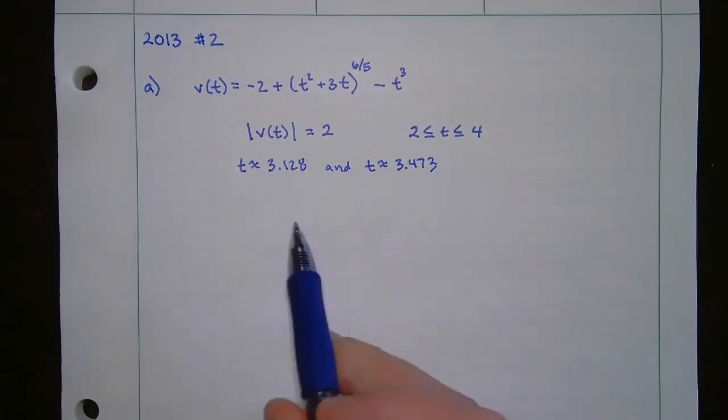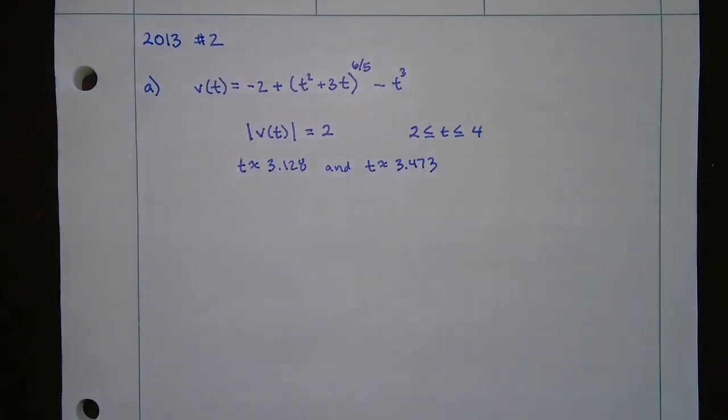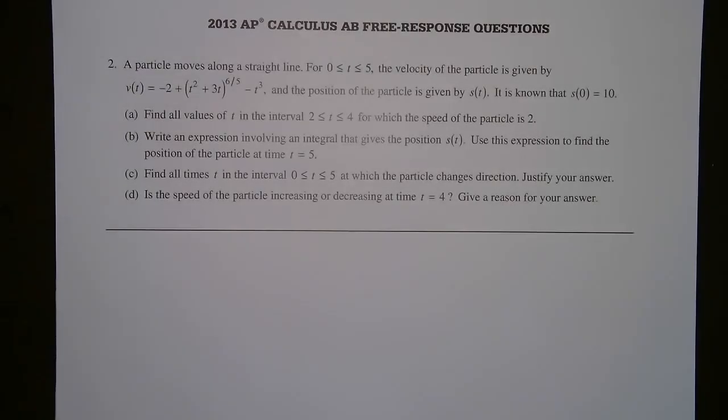And those are the 2 times between 2 and 4 in which this happened. Okay? All right, let's go to part B. So for part B, we want to write an expression involving an integral that gives the position s of t. So use the expression to find the position of the particle at time t equals 5.